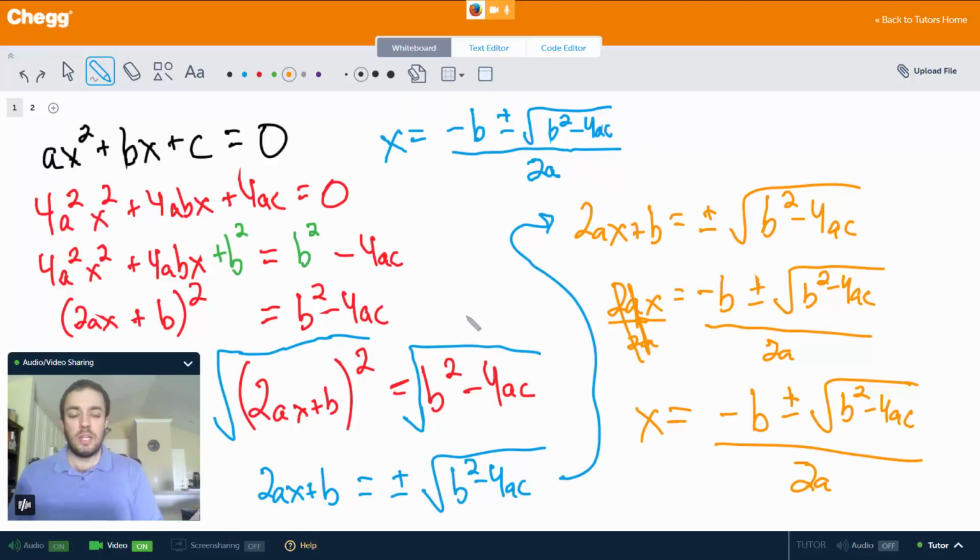This has been an alternate derivation of the quadratic formula that doesn't explicitly use completing the square. That's actually kind of what happened when we added the b squared to both sides, but we did it in a different way and didn't talk about it in terms of completing the square. But anyway, it's an alternate derivation of the quadratic formula.